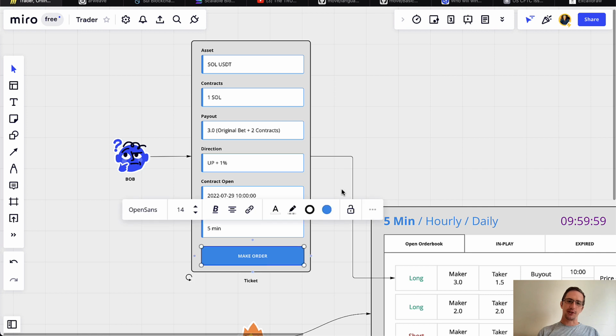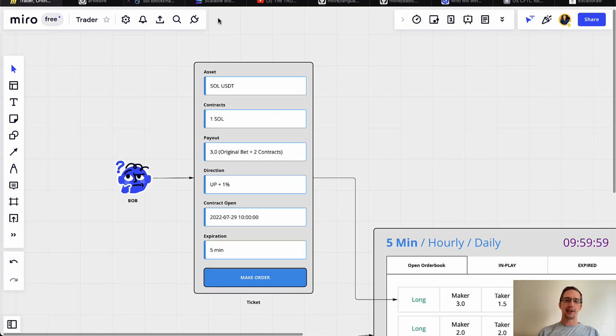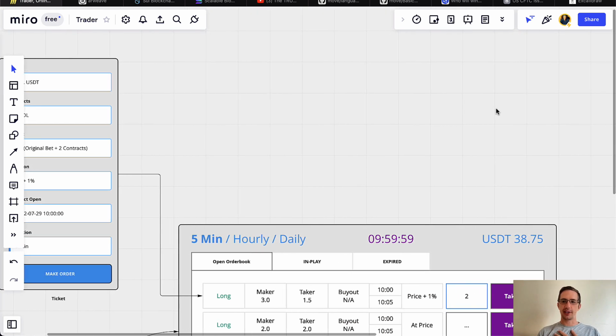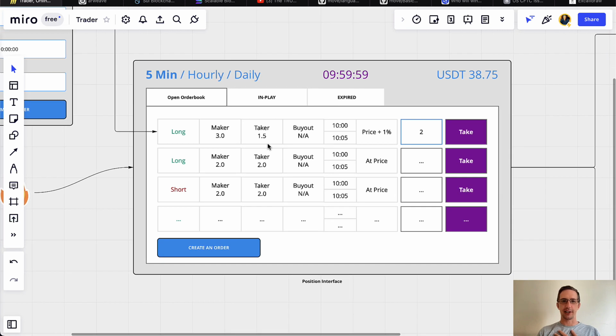So he goes and makes an order. Now, using the Sui blockchain, this is probably going to cost him a fraction of a cent. It's not even going to really register the cost of doing that. So that order then hits the order book over here.